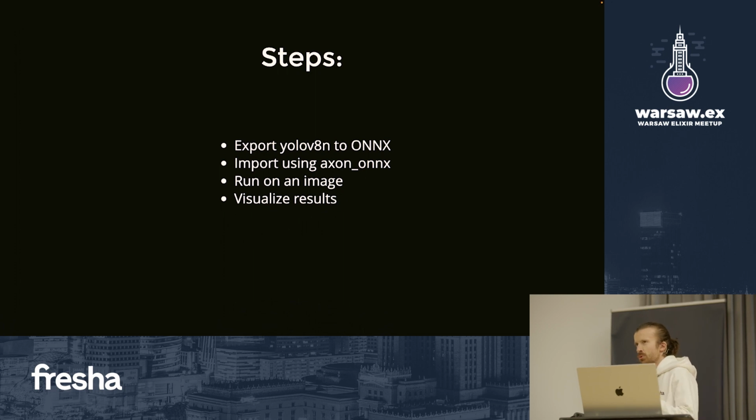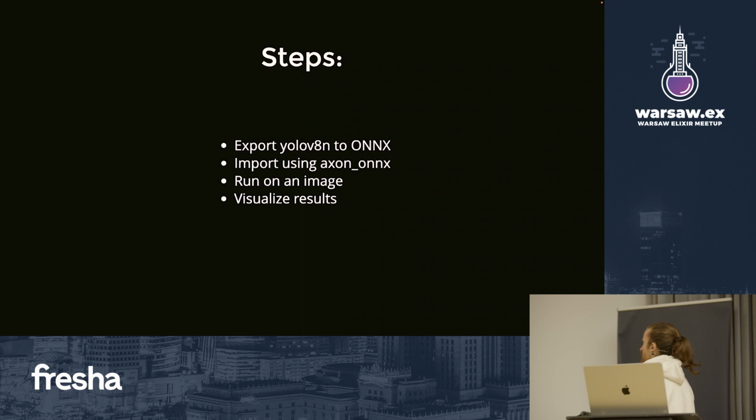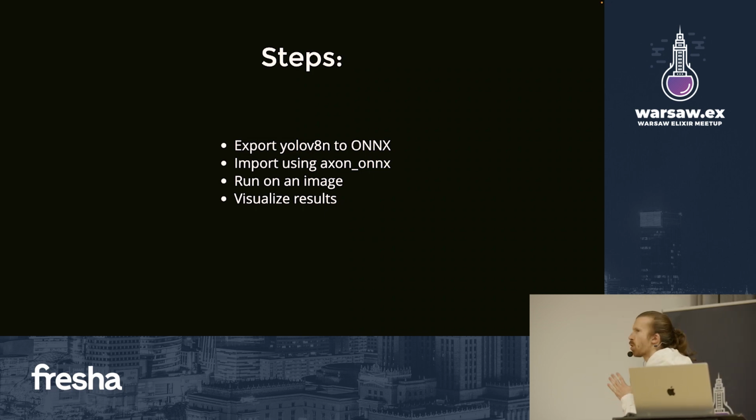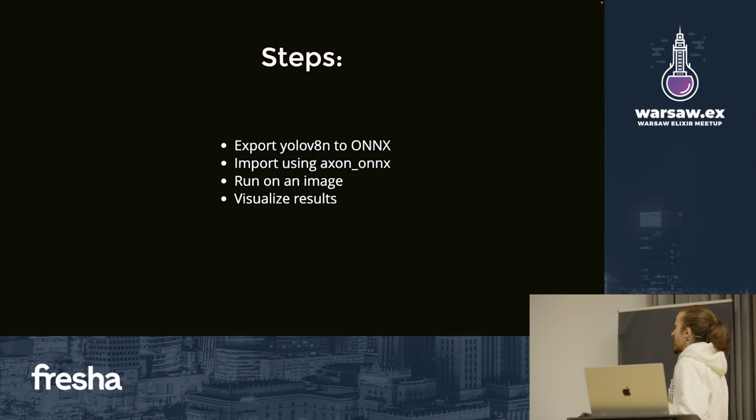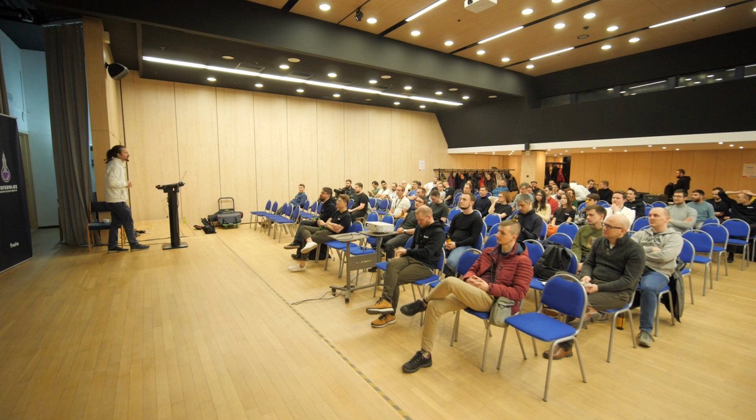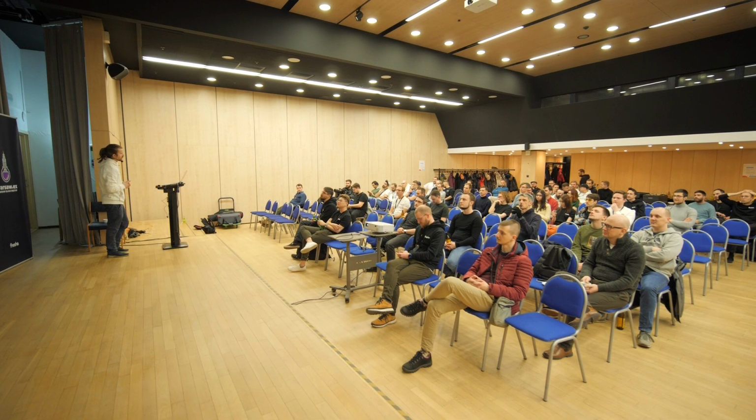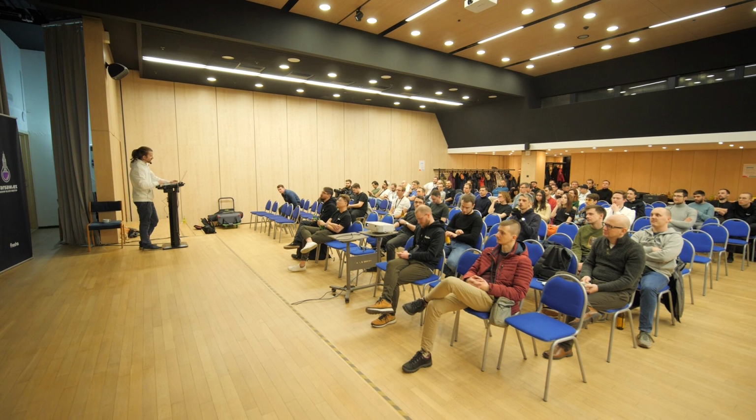Okay, so just to summarize a little bit what we're going to be doing, we're going to be exporting our YOLO v8n model to ONNX. We're going to be importing it in Elixir using Axon ONNX. We're going to run that on an image, and we're going to try to visualize the results, like look at how that works. So this is where the live coding part starts. So let's see how this goes.